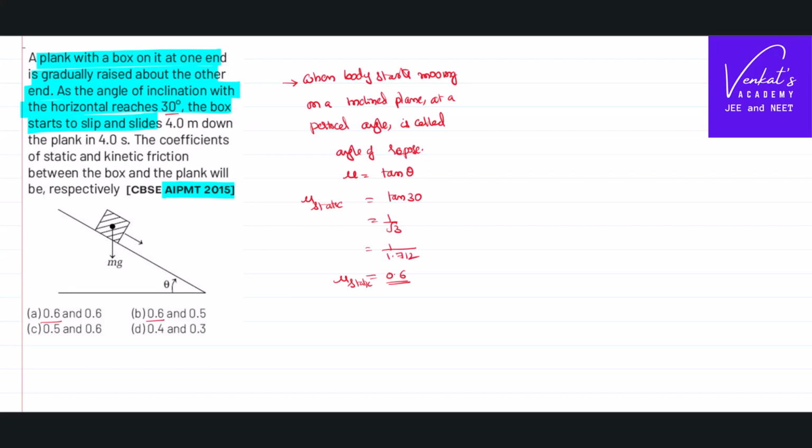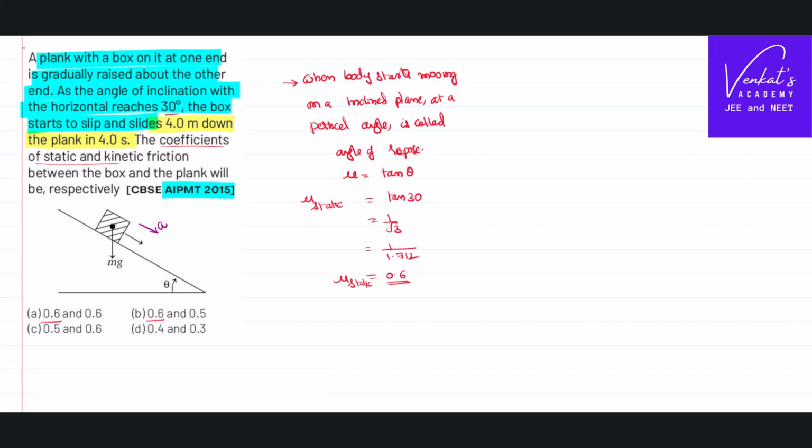You want to calculate the coefficients of static and kinetic friction. I have already calculated static friction. What's the other part of the problem? It slides 4 meters down on the plank in a time of 4 seconds, right? So it is sliding down.